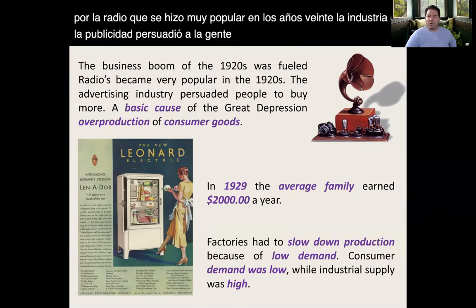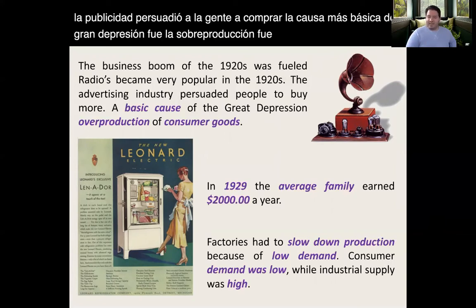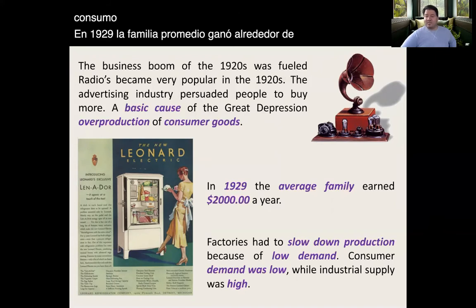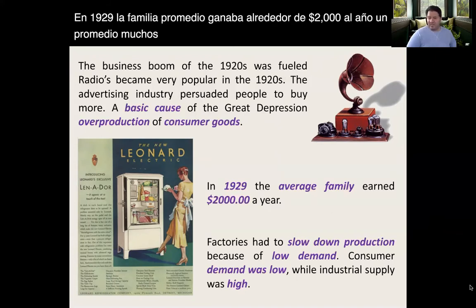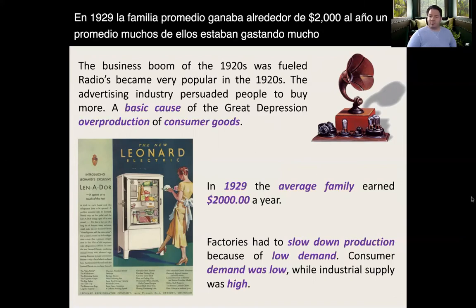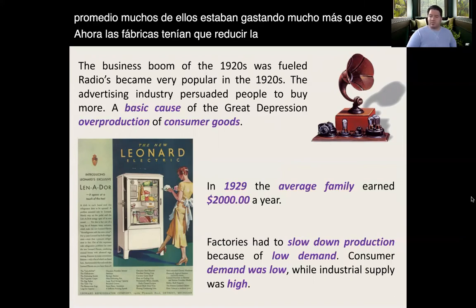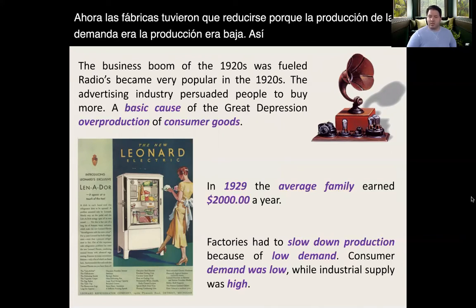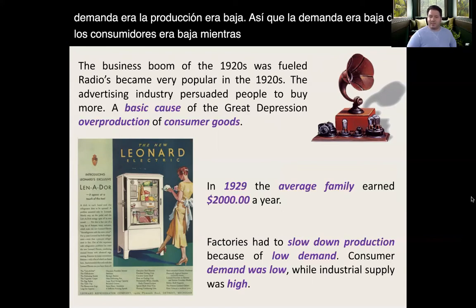A basic cause of the Great Depression was the overproduction of consumer goods. In 1929, the average family earned about $2,000 a year, and on average, many of them were spending much more than that. Now, factories had to slow down because the production was low, so demand was low. Consumer demand was low, while industrial supply was high.